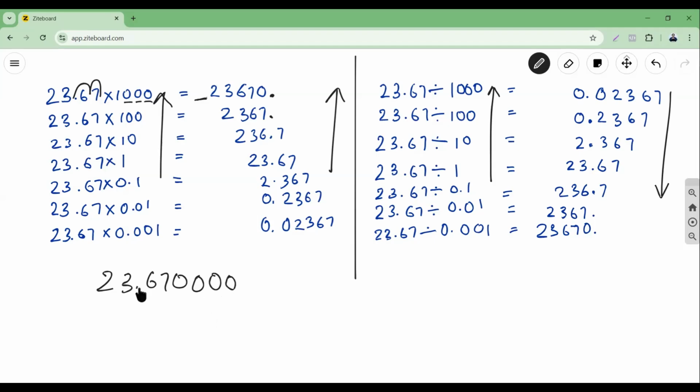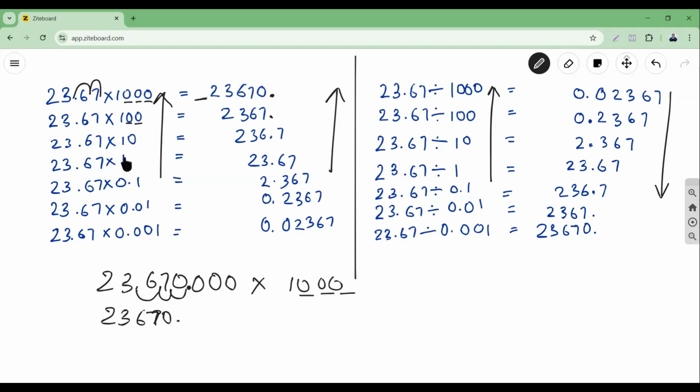That's the meaning, right? So now if I'm multiplying with 1,000, three decimal places, I have to move the decimal point. So 1, 2, and 3. So here comes our decimal point, and that is the reason our answer is 23670.000. Or we can just leave it as 23670, right?